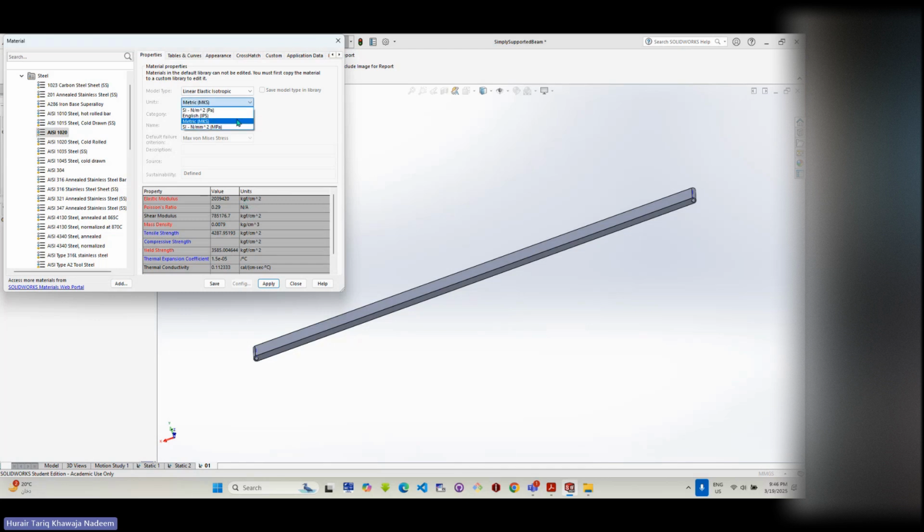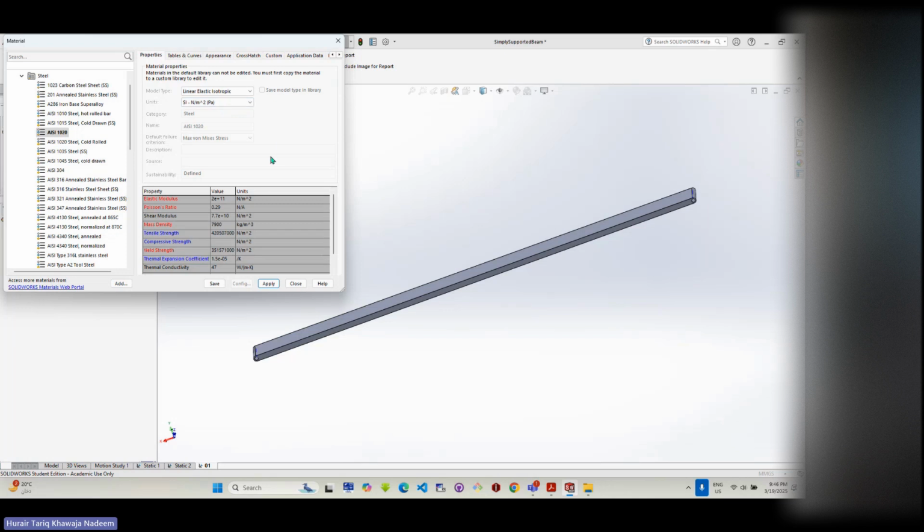Okay, and you can even use SI, but this unit is very commonly used. Newton per millimeter square is actually equal to megapascals. So the elastic modulus, you will see, is going to be in megapascals. This is a very commonly used unit, so you can choose any unit you want.